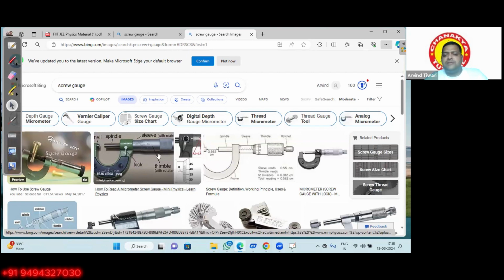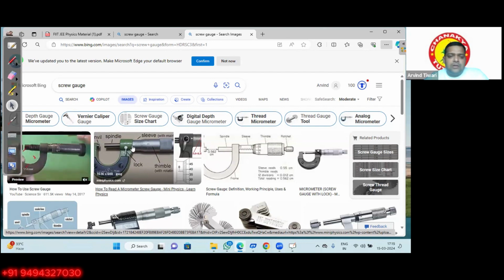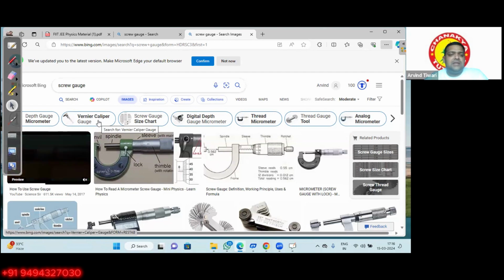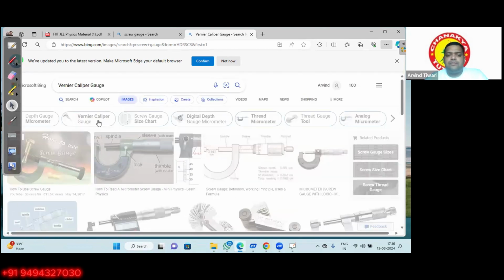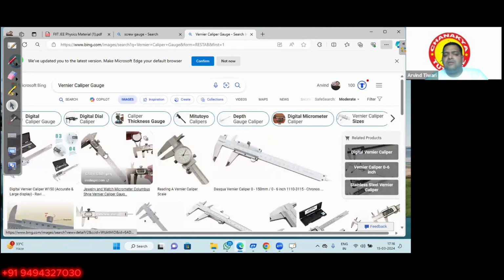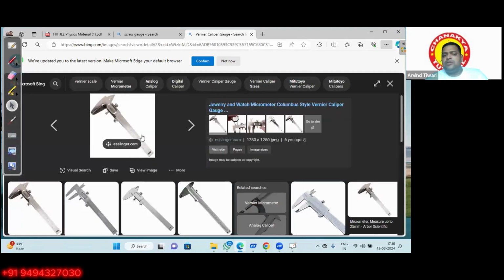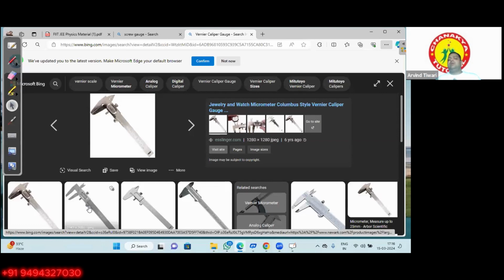You have a circular scale and a main scale on this. You can see the markings here. We'll see how to use them and how to find out their least counts. Apart from them, you also have the vernier calipers. A similar instrument, vernier calipers, which you will be using in your school laboratory. This instrument is called vernier calipers. It will be used to measure the diameter of a substance.